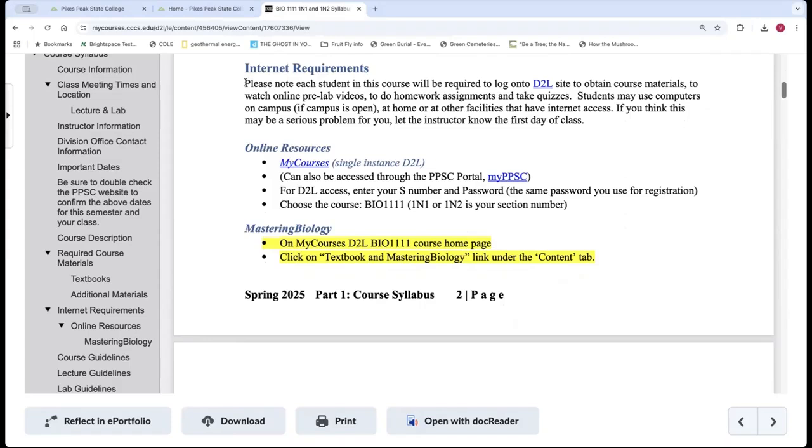So, internet requirements. Obviously, you've taken an online course. You do need to have reliable internet. If you don't have reliable internet, you may use the computers on campus, okay? But it is really important to understand that not having reliable internet is not considered an excused absence for missing any due dates, because the campus does have computers and internet for you to use. You need to keep this in mind before continuing enrollment in this online course.